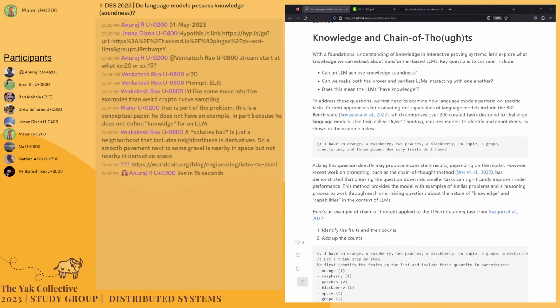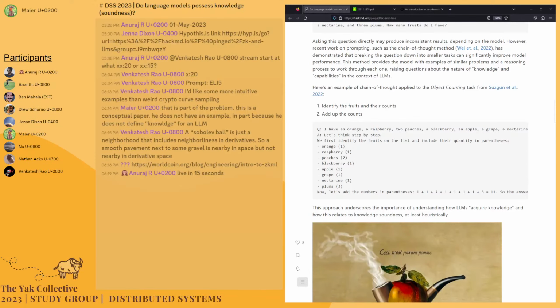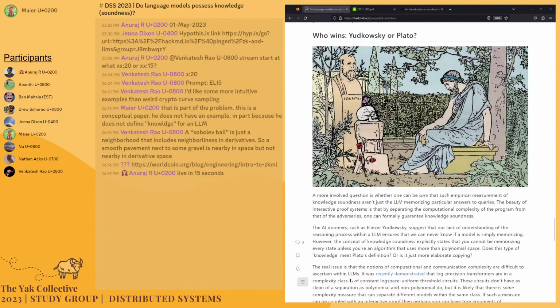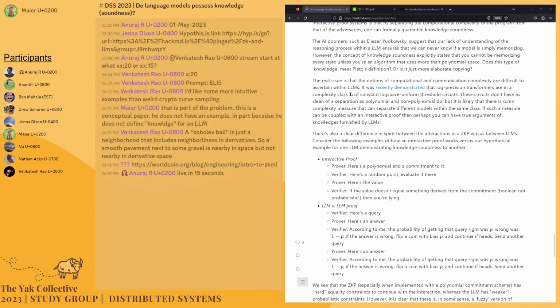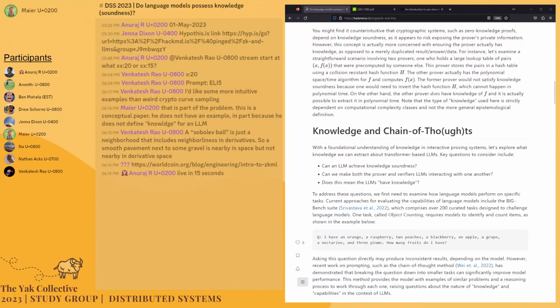I think this is a conceptual paper in the sense that he's trying to show us that theoretically something could be done, but the steps along the way are lacking. And the question he's trying to answer is really at the very end: who wins, Yudkowsky or Plato? And he's saying, however, the concept of knowledge soundness explicitly states you cannot be memorizing every state unless an algorithm uses more than polynomial space. And then he tries to move back. I'll give an example of what I mean with the problem. He talks about counting fruit. And he says, look, if I tell it to count, it makes a mistake. But if I give it step by step, it's going to work.